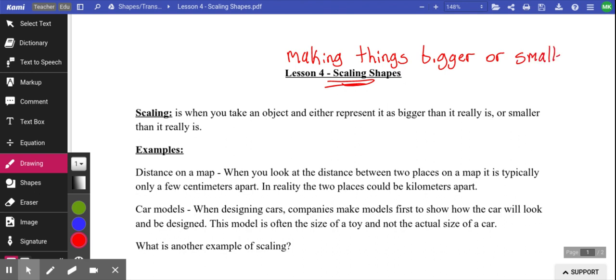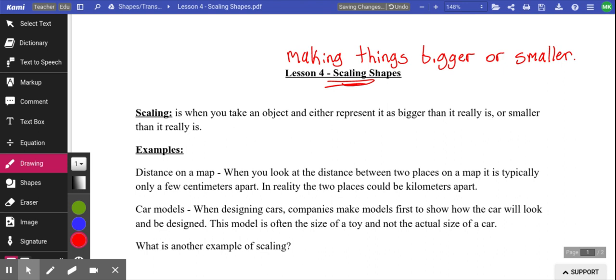Somewhere we see scaling is like a globe, right? If you see a globe in a classroom, the world, that's obviously not the actual size of the world. It's been scaled down so that we could have a little model that we could play with. We see scaling with cars all the time. People will take vehicles, scale them down to be little toys, or even scale them just to design them, because it's easier to work with a small model car when you're designing it than a really big car. We also see scaling with maps.